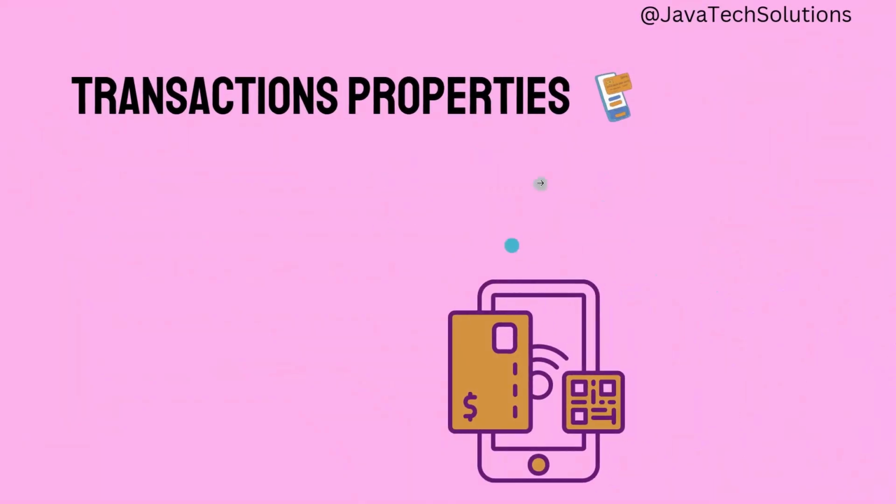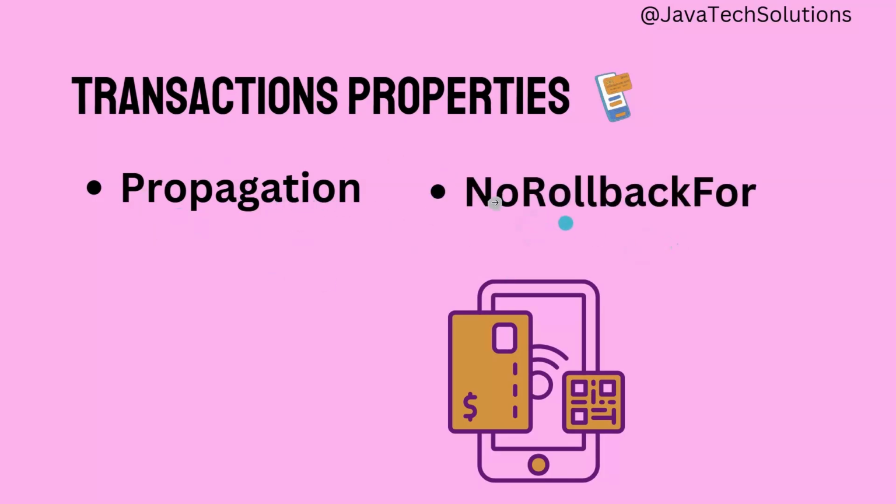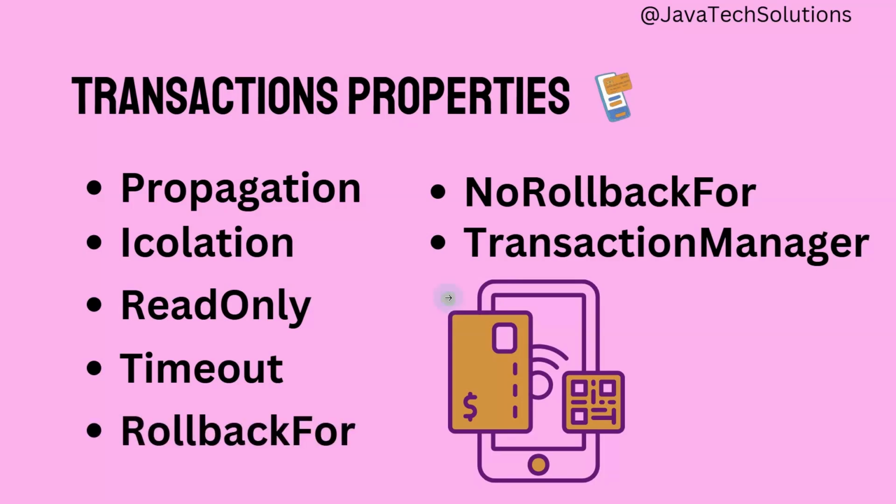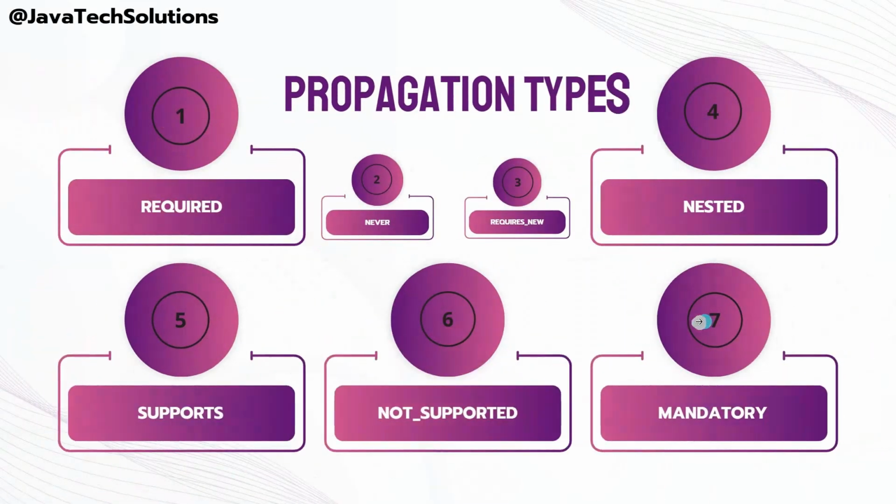Now we will talk about the transaction properties. If you see, one of these properties is propagation, then noRollbackFor, then isolation, then transactionManager, then readOnly, then timeout, and rollbackFor. So these are the properties that we have used. Now we'll talk about what the different types of propagation type are, right? So this is one type of transaction.